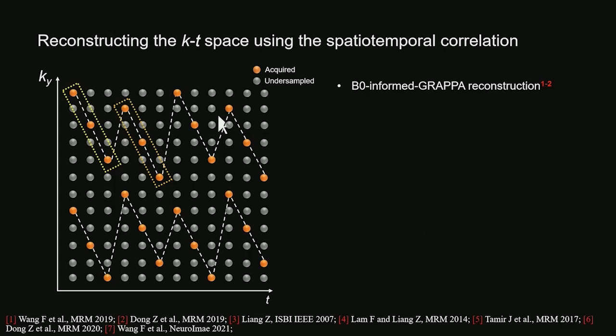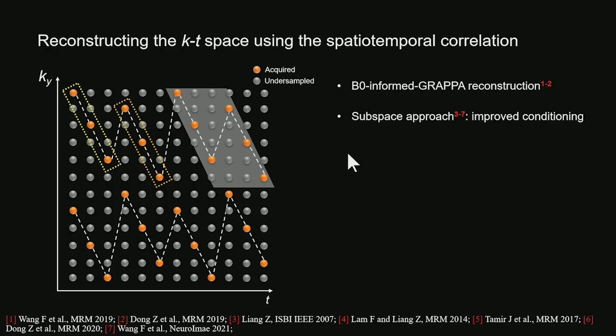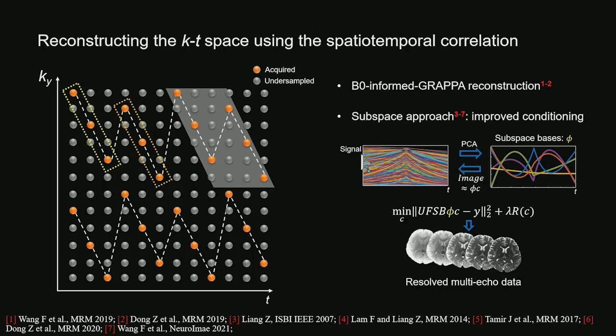For reconstruction, we can either do a B0-informed graph reconstruction, where a compact kernel is used to recover the missing data points using the acquired data. And recently, we've been able to move to the subspace approach to improve the reconstruction conditioning, which takes advantage of the signal priors and subspaces to improve the reconstruction conditioning to resolve the multi-echo data.